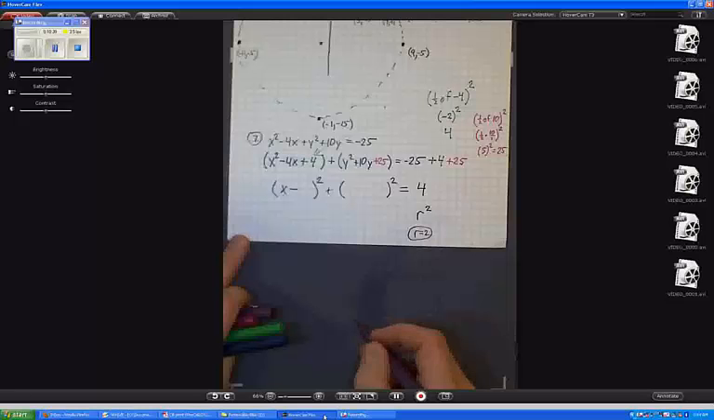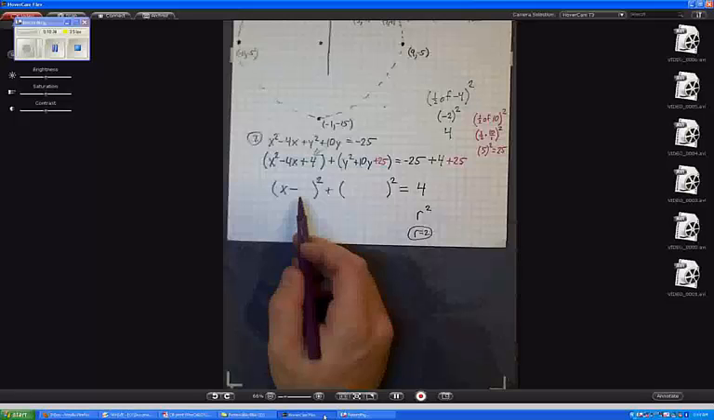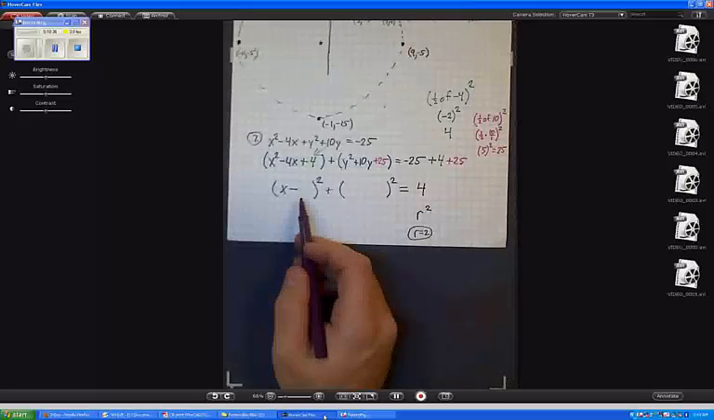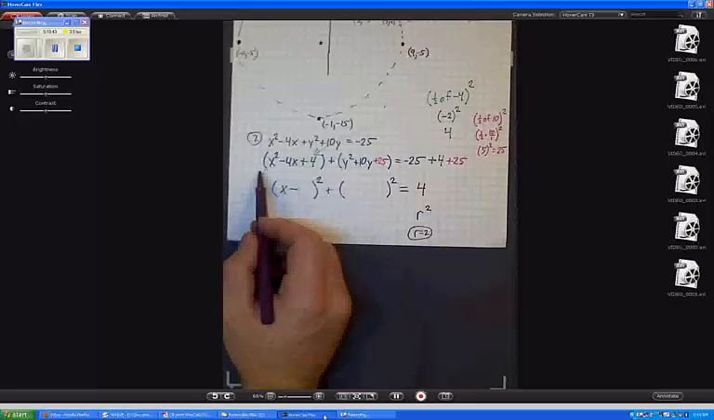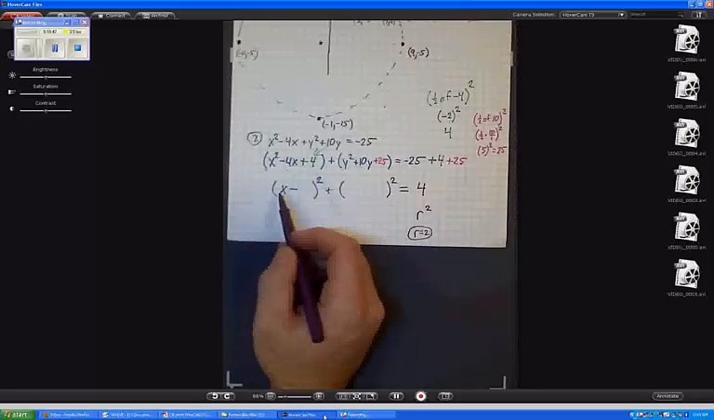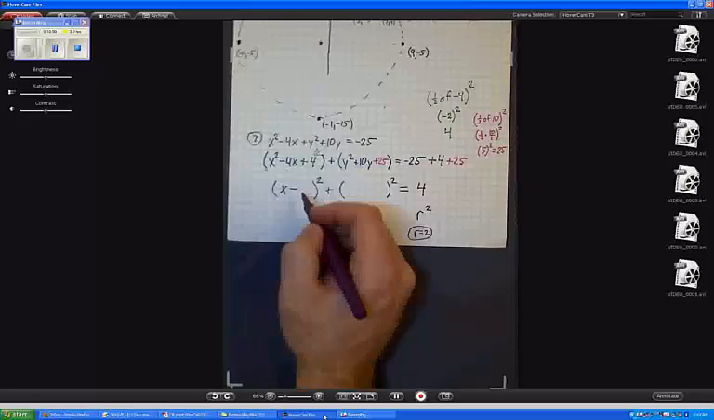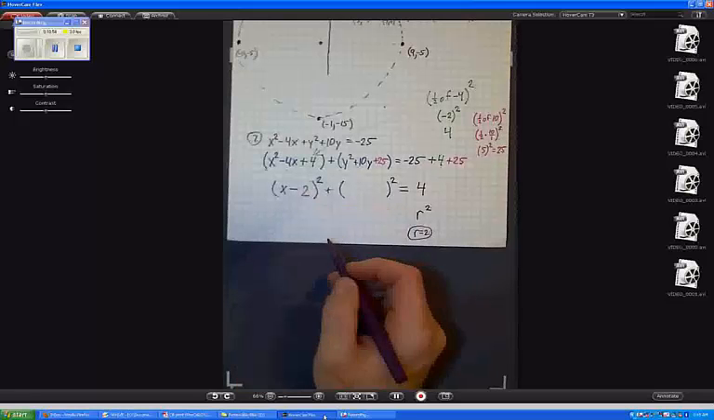Okay. And what about what goes here? Oh, that's a good question. Do you guys remember what goes here? Well, it's going to be h, that's right. But what's going to happen up here, since I have x squared minus 4x plus 4, that's going to be x minus what? 2 squared. Okay?